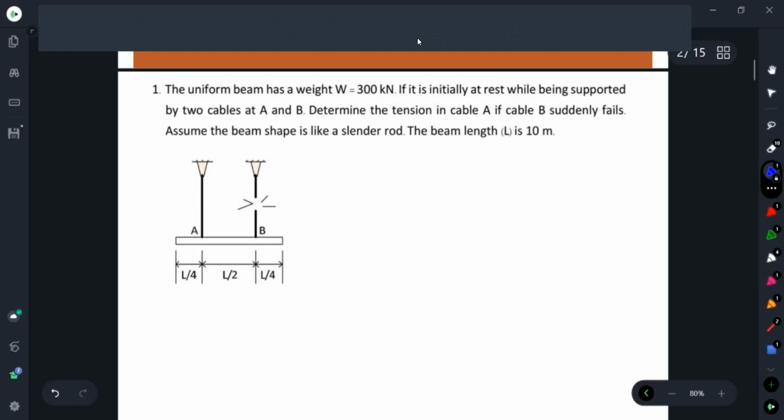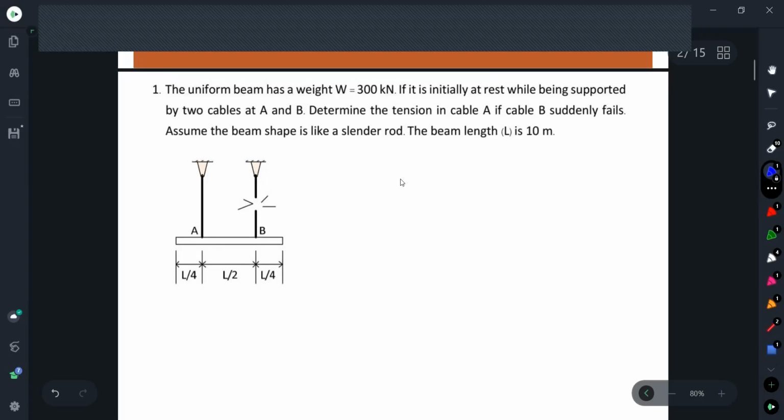Okay, for this problem, the uniform beam has a weight of 300 kilonewton. It is initially placed while being supported by two cables at A and B. The problem would like to find the tension in cable A if cable B suddenly fails. We assume that the beam shape is like a cylinder log and the beam length L is 10 meters.